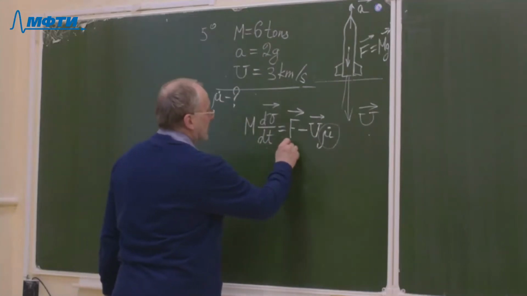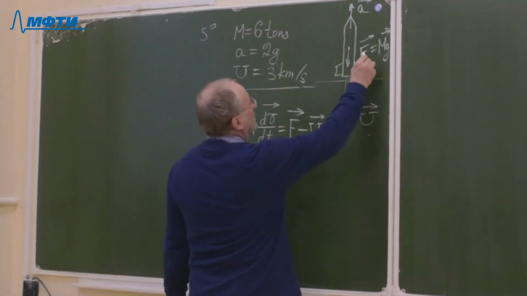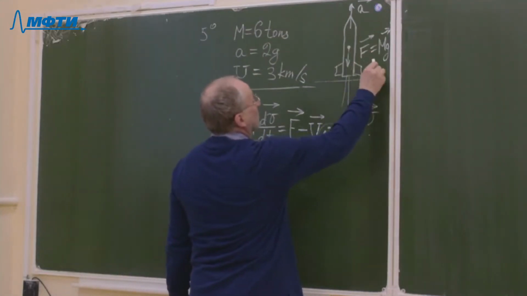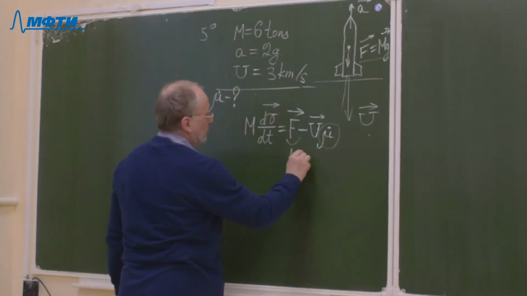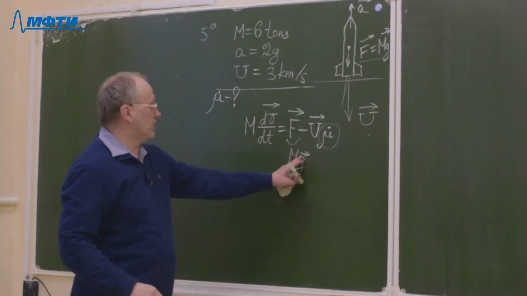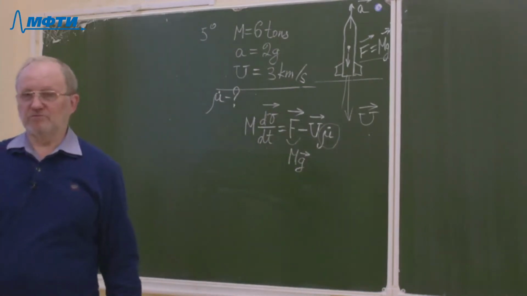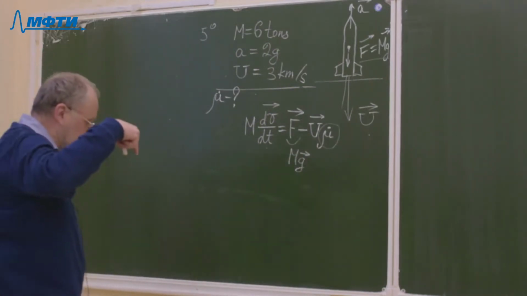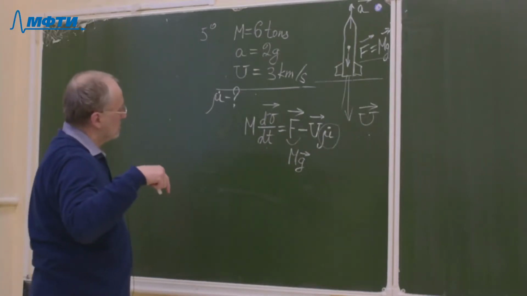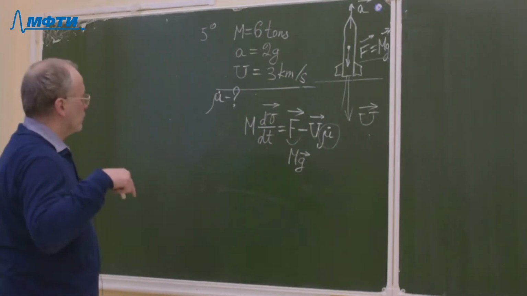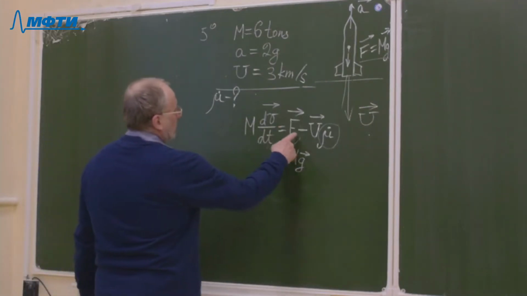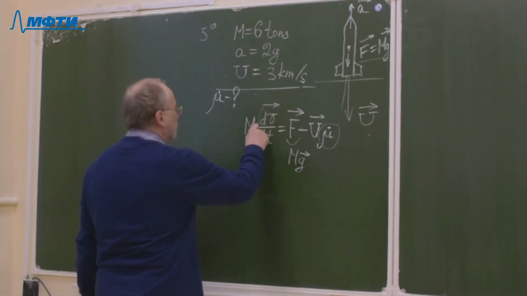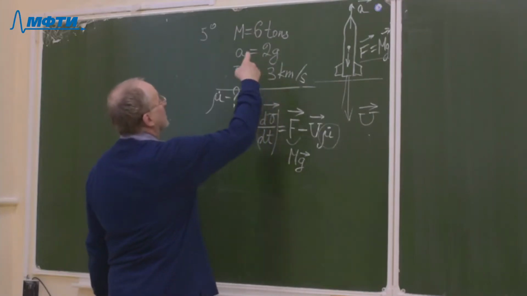We know that F is the gravity force acting on the rocket. So F equals mg. g is the vector directed downward. This is the acceleration of free fall, downward to the ground, to the center of the Earth. So this quantity is known. This quantity is known, it's given.